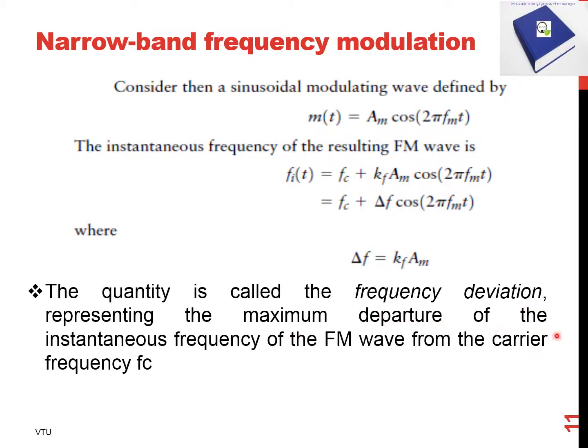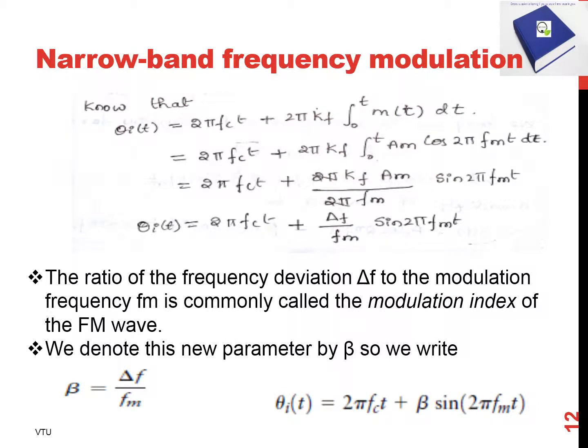Delta f is the frequency deviation: the maximum departure of the instantaneous frequency of the FM wave from the carrier, that is how much deviation it can take from the frequency of the carrier. Then theta i of t equal to 2 pi fct plus 2 pi kf integral 0 to t m of t dt. Rewriting, 2 pi fct plus 2 pi kf integral 0 to t of the message signal Am cos 2 pi fmt dt.